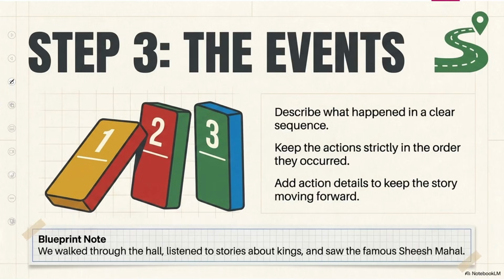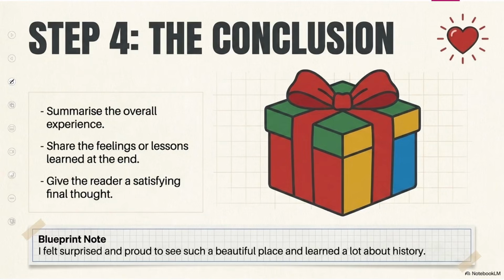The third thing is events. Describe what happened, but you have to follow the clear sequence. Keep the actions strictly in order they occurred. Add actions, details to keep the story moving forward. Here we have an example. We walked through the hall, listened to the stories about kings, and saw the famous Sheesh Mahal. If you look at this line, here we have a sequence. First, going to the hall, then listen to the story of the king, and lastly visit to a Sheesh Mahal.